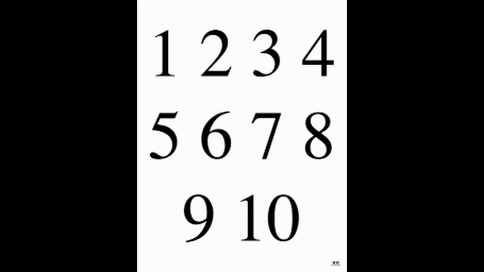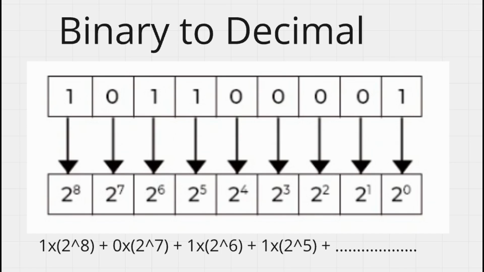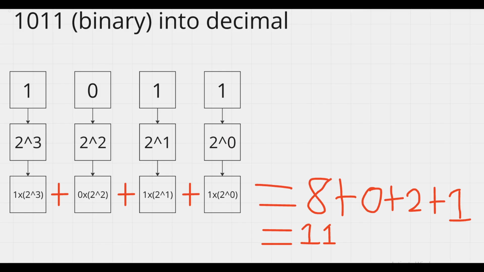Now, to convert a binary number to a decimal number, identify the place values from right to left. Each place value is a power of 2. The rightmost digit is 2 to the 0, and then move left and increase the power by 1 every time. So the next digit would be 2 to the 1. After this, multiply each binary digit by its corresponding place value and add them all up. For example, 1011 would be 1 times 2 to the 3 plus 0 times 2 to the 2 plus 1 times 2 to the 1 plus 1 times 2 to the 0.